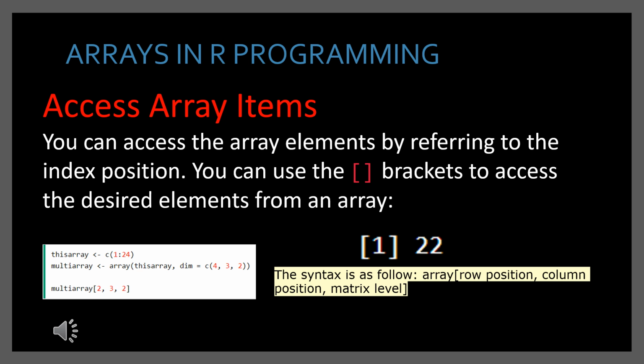Access array items. You can access the array elements by referring to the index position. You can use square brackets to access the desired element from an array. Here we have two arrays. One is the array which has the elements 1 to 24, using the c function. The next one is multi-array, which has this array as the input and dimension c(4, 3, 2). Now I want to access an element which is on the second row, third column, and second space. It is a three-dimensional array, so that comes out as 22 here.